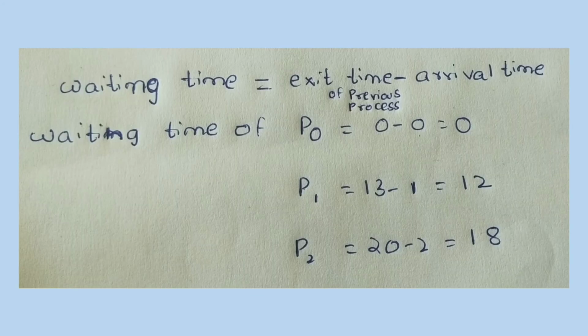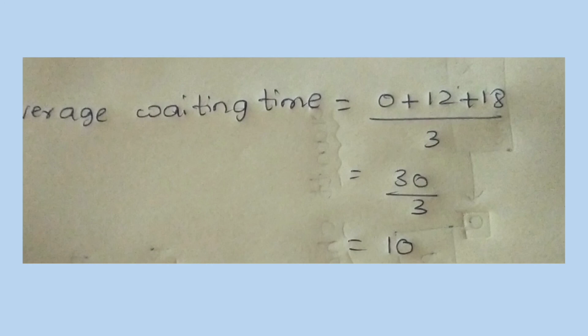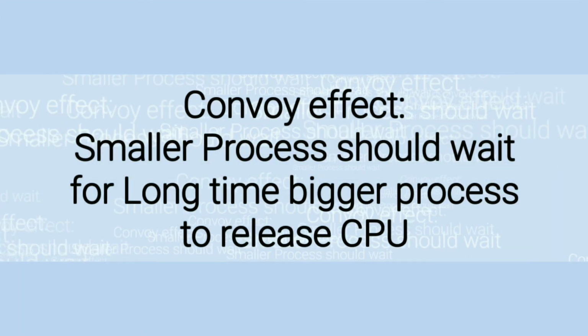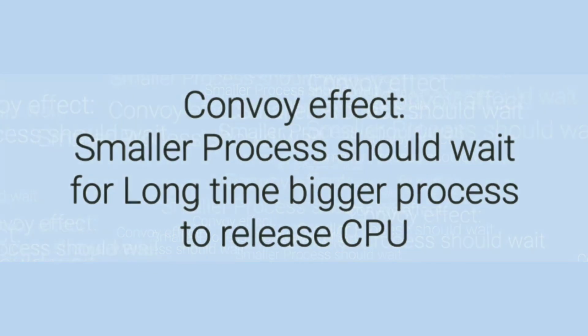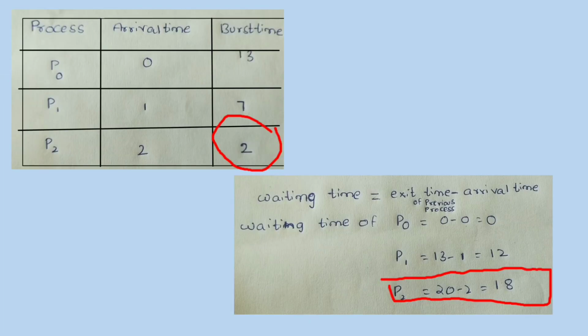The waiting time of a process is the difference between the exit time of the previous process and its arrival time. If we calculate the waiting time of the 3 processes, the waiting time of the first process is 0, of the second process is 12, and of the third process is 18. The average waiting time is 0 plus 12 plus 18 divided by 3, that is 30 by 3, that is 10 units. The major drawback of first come first serve scheduling is the convoy effect, which means smaller processes have to wait for a long time for a bigger process to release the CPU. As you can see in the above example, the execution time of process 2 is only 2 units, but it should wait for 18 units to work with the CPU.